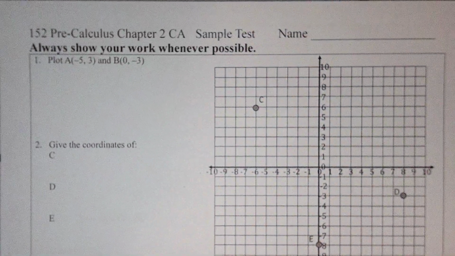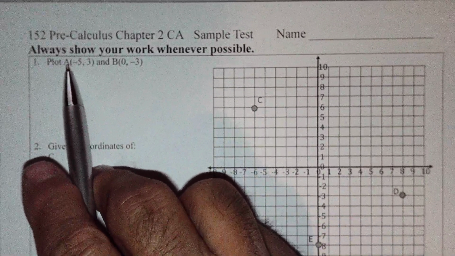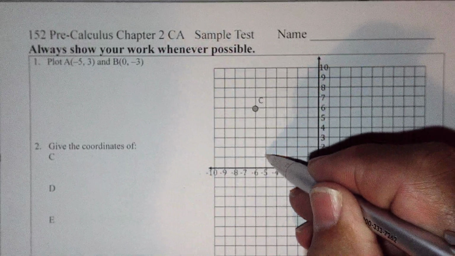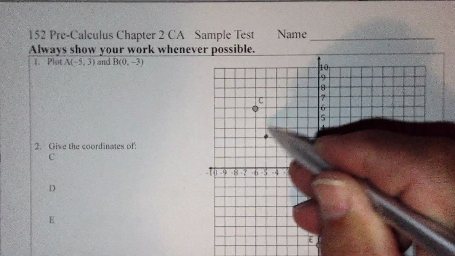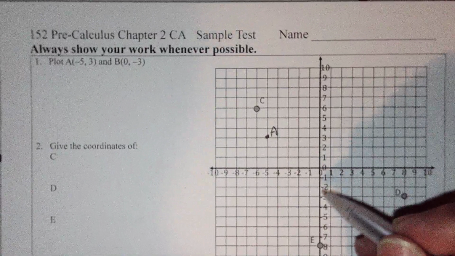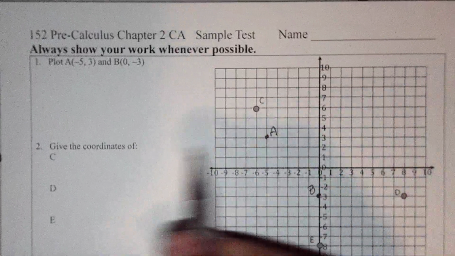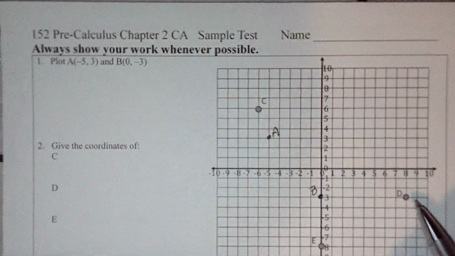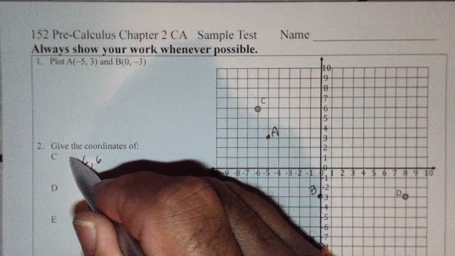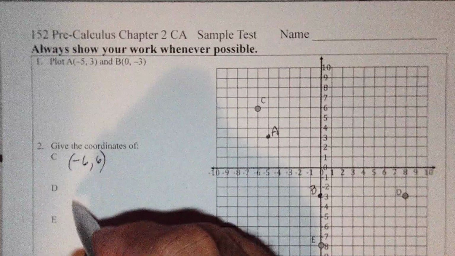All right, let's go over the sample test for 152. It says plot point A at (-5, 3), (1, 2, 3). So there's A. B is at (0, -3). It says give the coordinates of C, which is at (-6, 6). D, which is at (8, -3).